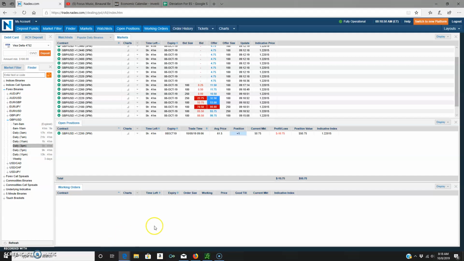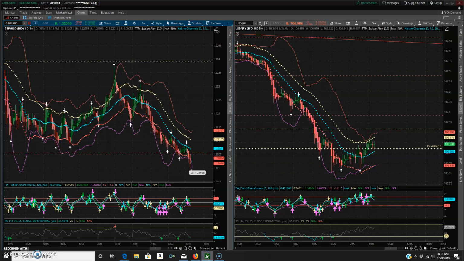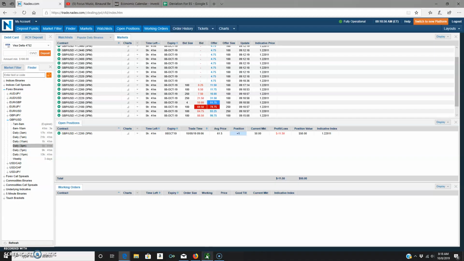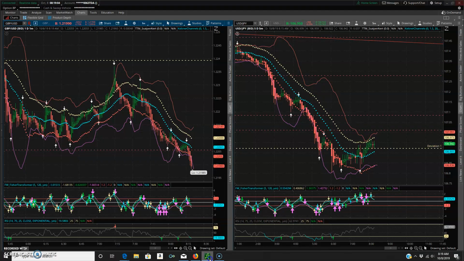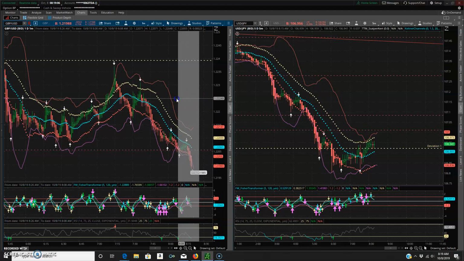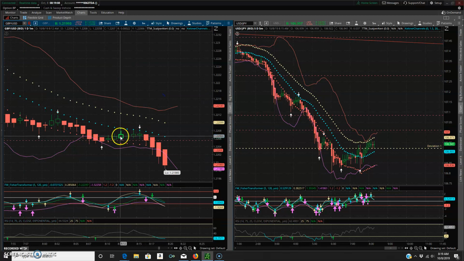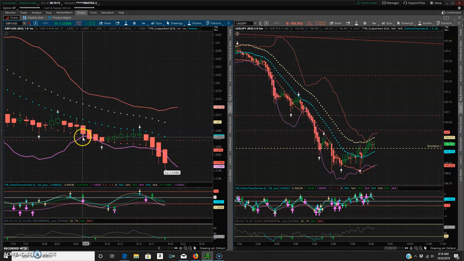Alright, I want to go ahead and take a video of what I just did. I'm in a trade at the moment. I entered the trade about 10 minutes ago at 9:06, and I entered right about here.